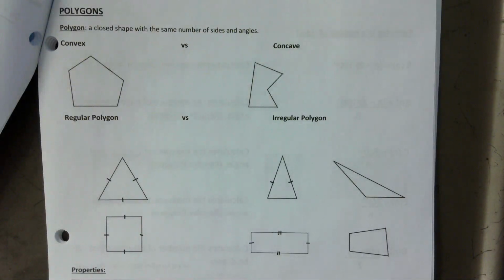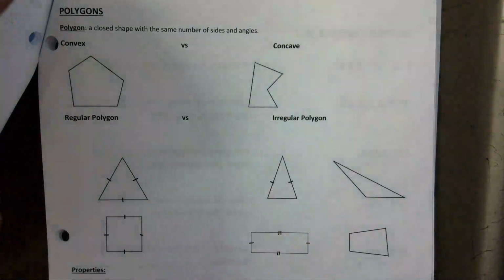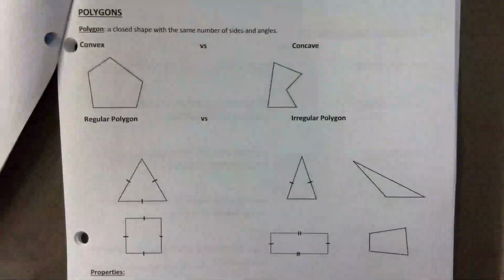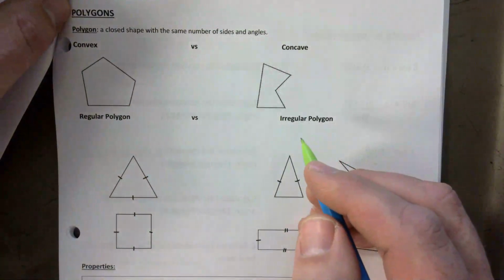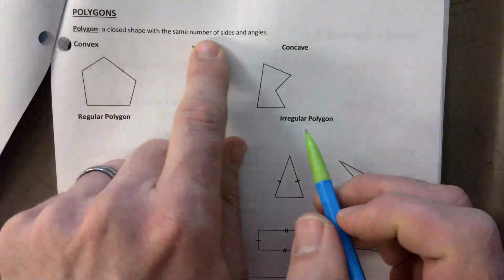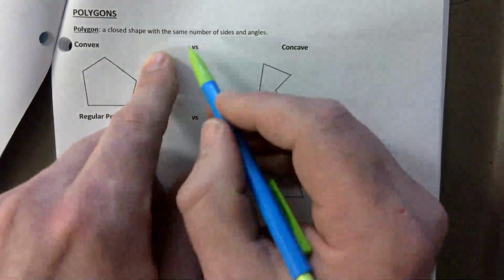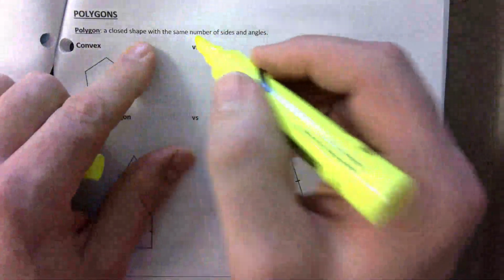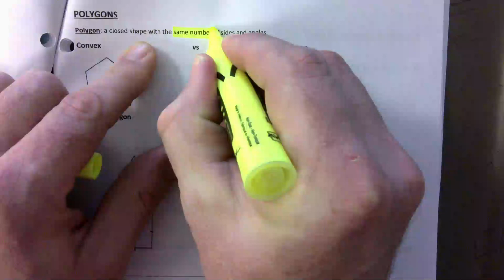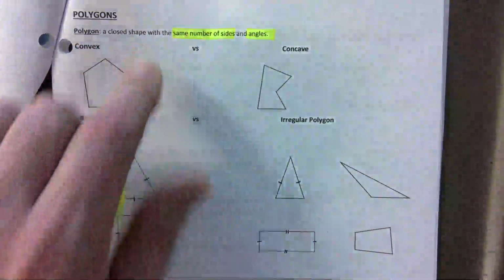So an empty parrot cage is not a polygon. Anyways, a polygon is a closed shape with the same number of sides and angles. Grab a highlighter, okay? It's good. A lot of these definitions are going to come back. Okay? Same number of sides and angles.